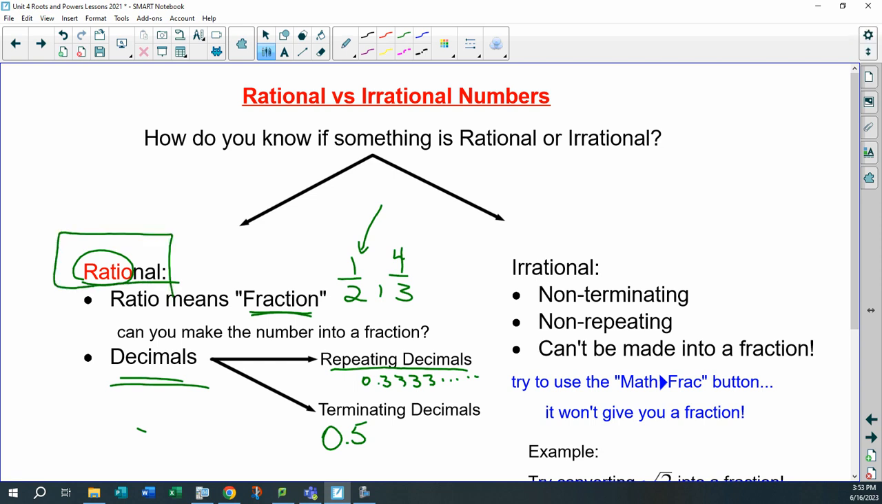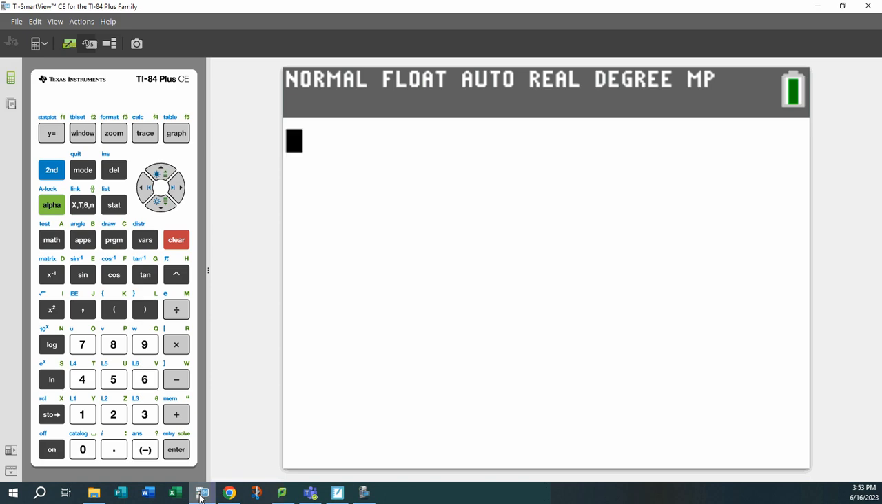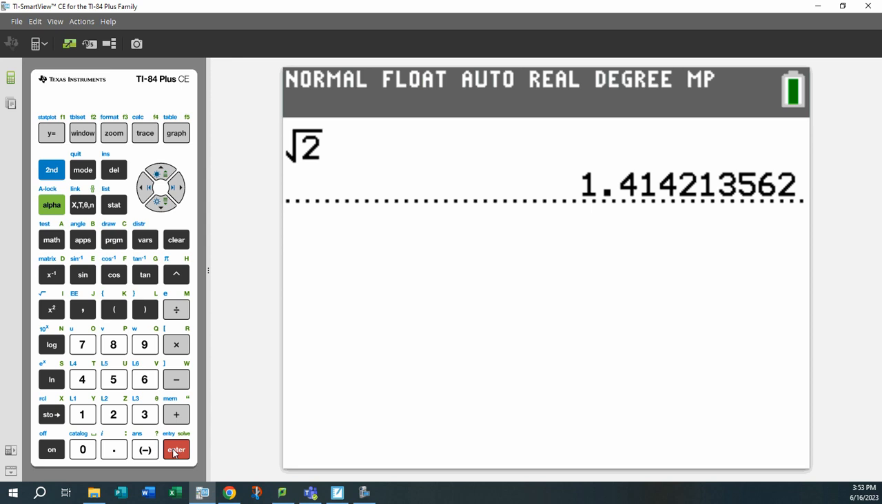Now, remember what an irrational means. Irrational means not terminating. That means, though, if you put them on your calculator, they look like they go on forever and ever and ever. Case in point, best one I can think of, let me show you on the calculator. Best one I can think of is the square root of 2. Check this out. Square root of 2 just keeps going.